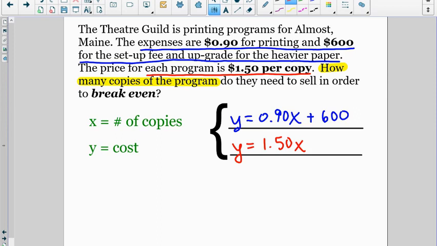So our job is to try to figure out how many copies of the program do they need to sell in order to break even, because they want to know if it makes sense. If they only expect 50 people to show up, will they break even selling 50 copies? Maybe, maybe not. But this is where we solve. So we're going to take this system of equations and we're going to use the solve by graphing method.